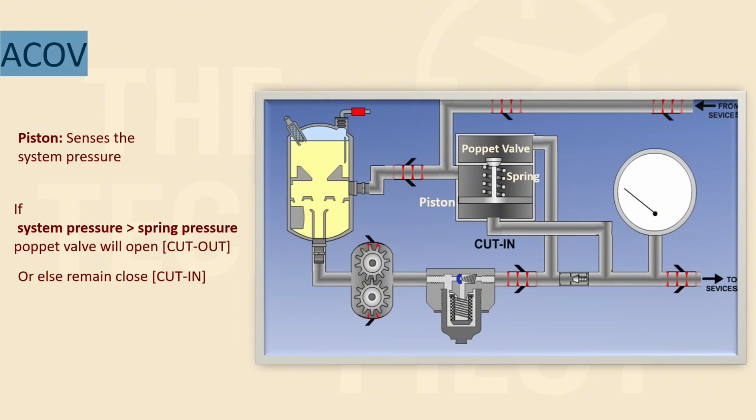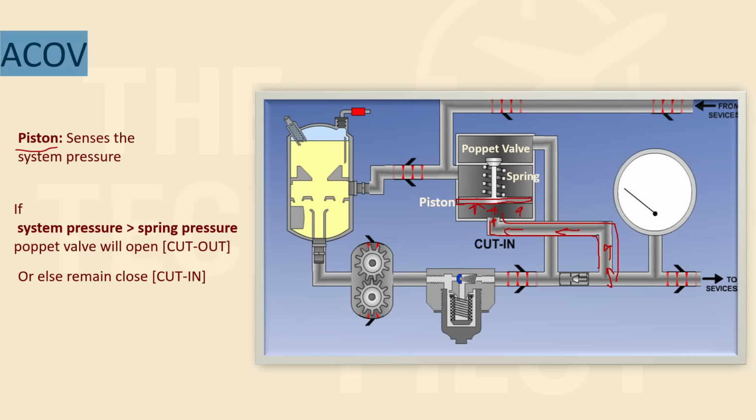So how an ACOV works is that it has a piston. This is the piston that you can see, and it senses system pressure. This piston is sensing pressure from this particular pipeline, right? And this particular pipeline is fed with system pressure. Whatever pressure is in the system, that is the system pressure, right? And the pressure is being felt on this particular piston.